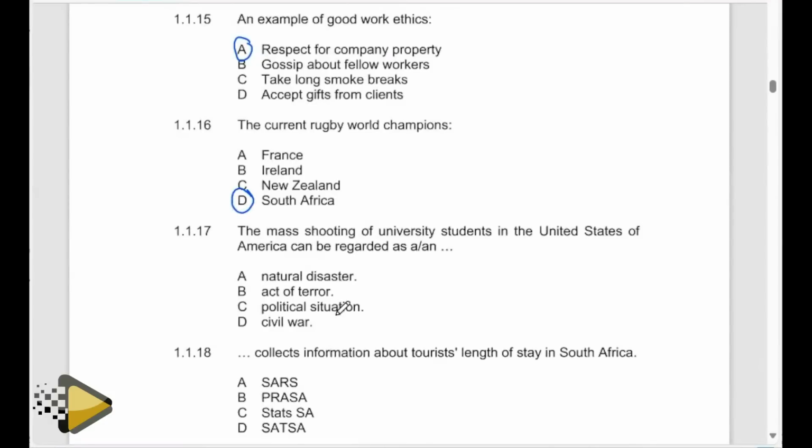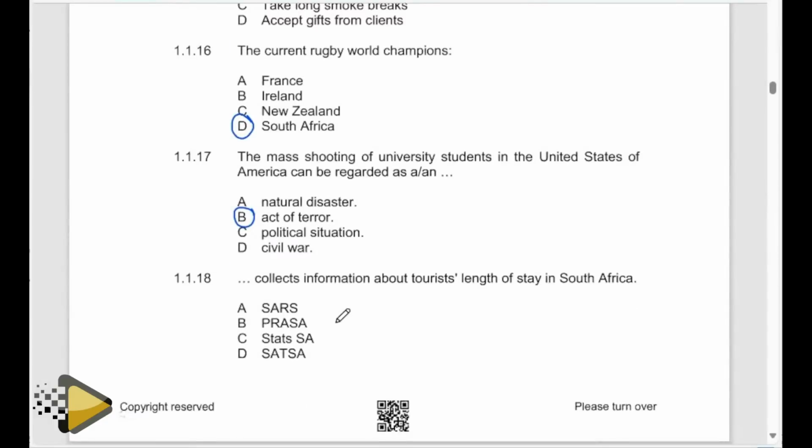Then 1.1.17, the mass shooting of university students in the United States of America can be regarded as an act of terror. When you're talking about an act of terror, it is the use of violence to promote a political gain. So this can be referred to as an act of terror.